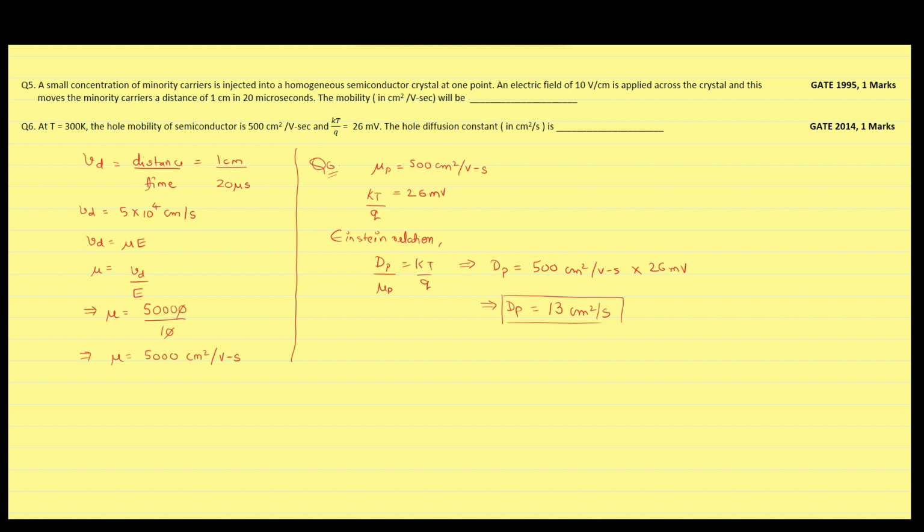So the answer of the fifth question is 5000 and the answer of the sixth question is 13.